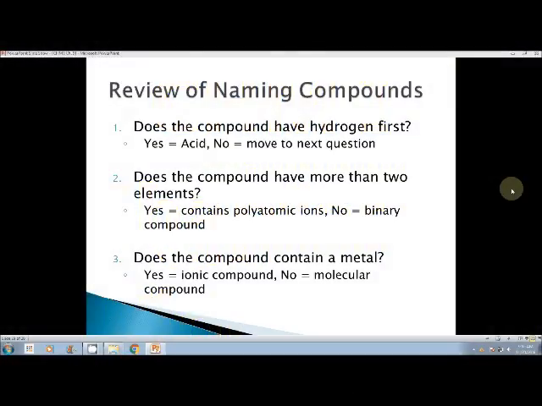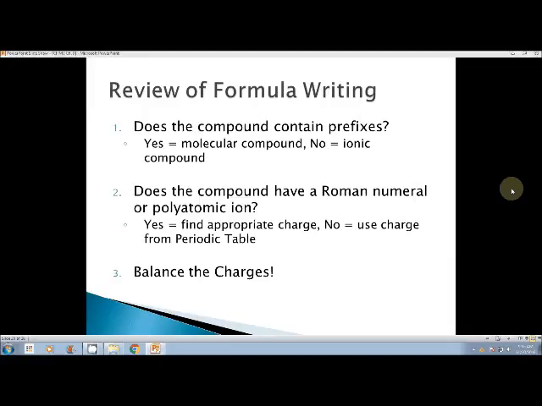Finish up chapter 9, the review of naming compounds and the review of formula writing are questions that we ask ourselves to write the formulas and to write the names of compounds, especially when I mix together the ionic, molecular, and acids all into one grouping. So we are using those questions with our flip chart to help us identify and write them correctly.